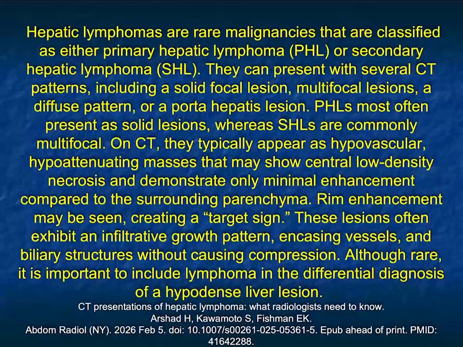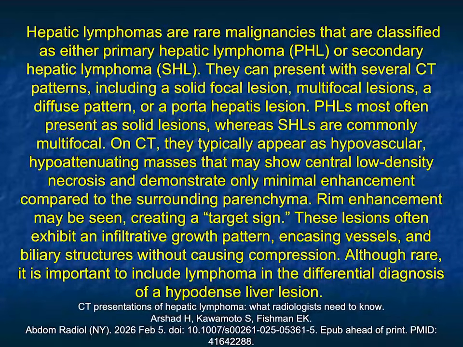Primary hepatic lymphoma often presents as solid lesions, while secondary hepatic lymphoma are commonly multifocal. And probably that's not all that surprising. They're typically hypovascular, low central areas, and at times can have a target sign with rim enhancement. They can have an infiltrative growth pattern. They can encase vessels. They can infiltrate the biliary structures, but don't commonly cause dilated ducts.